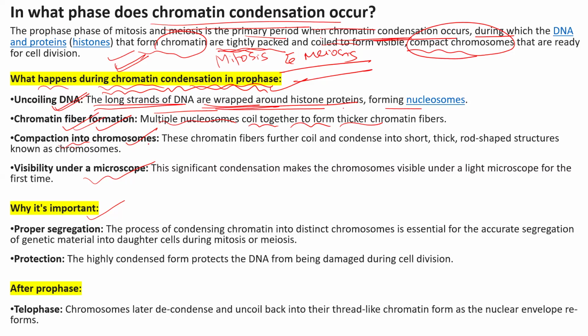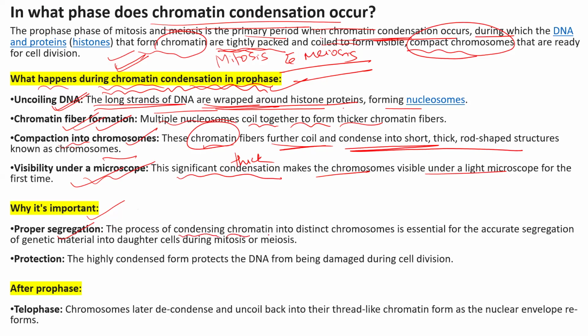Next, what happens during chromatin condensation in prophase? It compacts into chromosomes. The chromatin fibers further coil and condense into a short, thick, rod-shaped structure known as a chromosome. It is visible under a microscope. Because it becomes thick, it is visible under a light microscope for the first time. Why is this condensation important, why is it required? Because it is important for proper segregation, for separation.